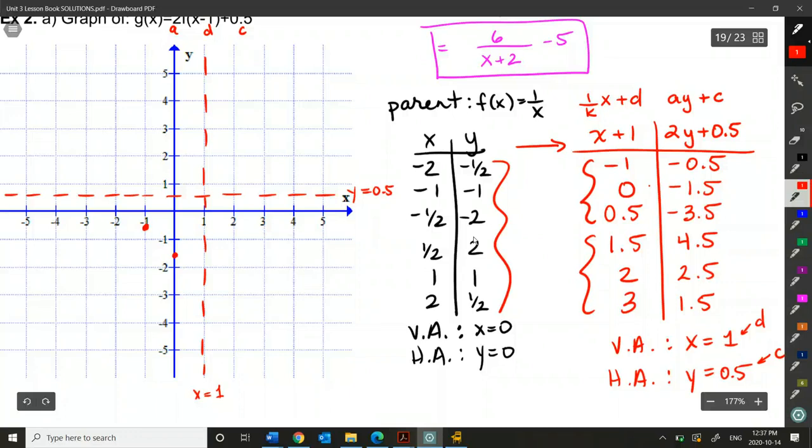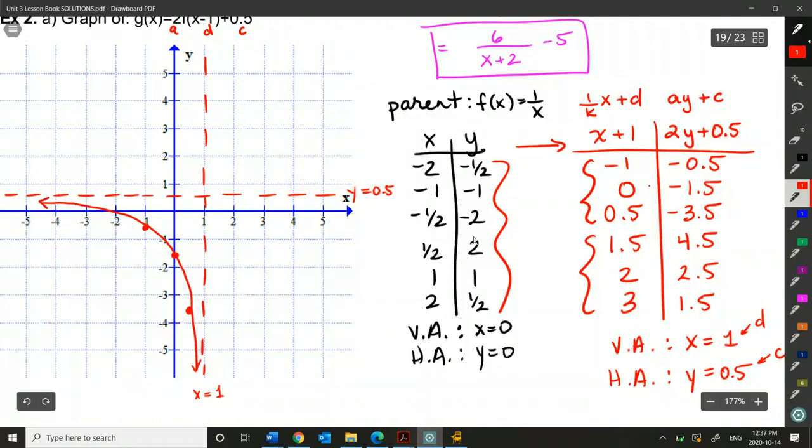We have 0, -1.5, 0.5, -3.5. So that looks pretty accurate to me. Just as a self-check, if one of my points crosses over an asymptote in that set of 3, that's going to be a problem. Either I found the wrong asymptote, or I calculated the wrong point. So just be mindful of that. Those set of 3 points should not cross the asymptote, I should say.